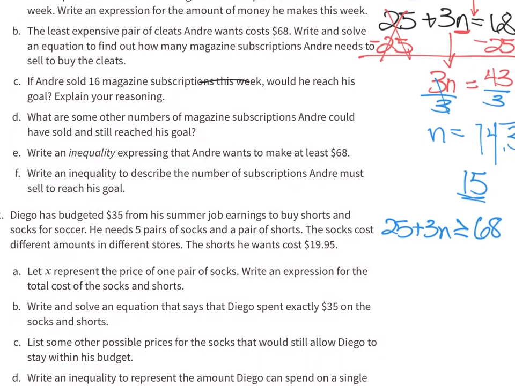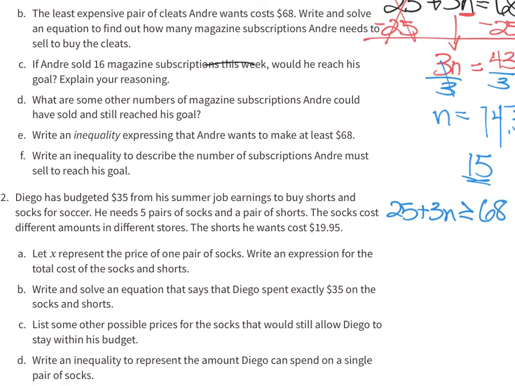And write an inequality to describe the number of subscriptions Andre must sell to reach this goal. So we're writing an inequality. So n, our sign, is greater than or equal to 15. Okay, so the only thing that changes is it's not n equals 15, it's greater than or equal to 15. All right.